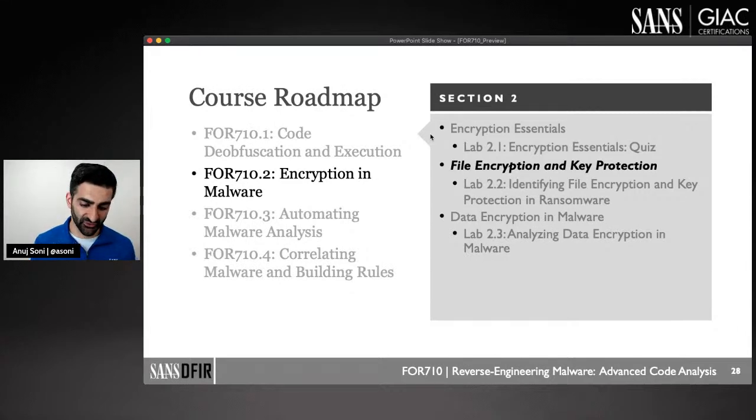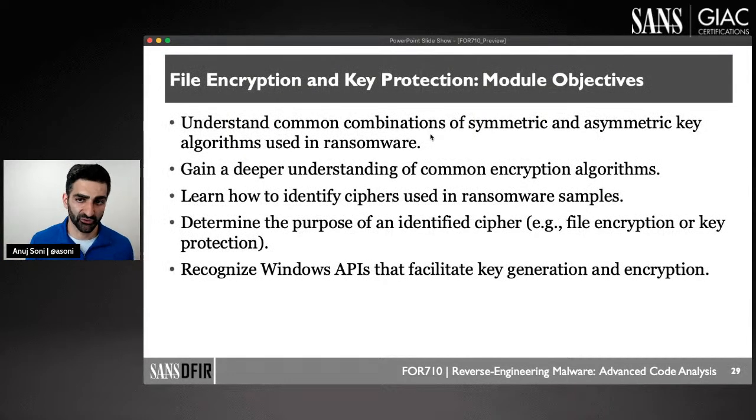So attackers need to protect those keys, and that goes towards determining the purpose of the encryption you identify within a particular sample. So here are some of the objectives associated with this module. We dive a little deeper into specific symmetric and asymmetric algorithms in the context of ransomware. You're going to get a deeper understanding of those. I'm going to introduce a few automated ways to identify the algorithms, but also manual techniques, because sometimes these automated signature tools don't work properly or just aren't updated. New algorithms are coming out.